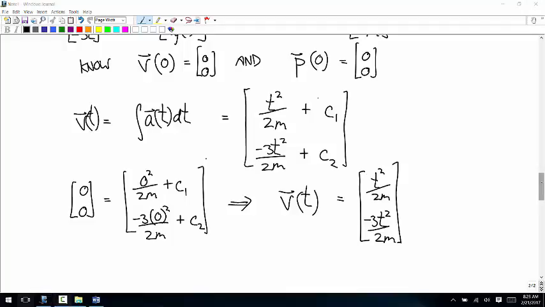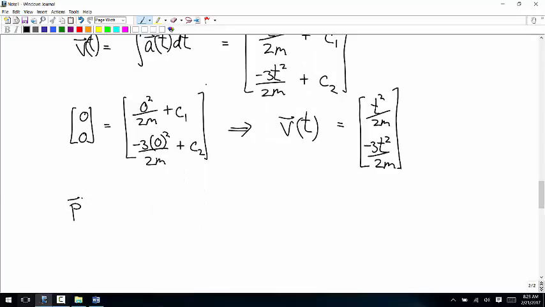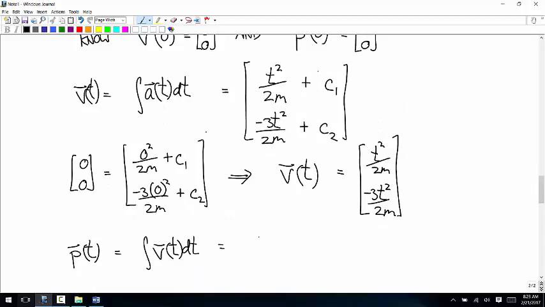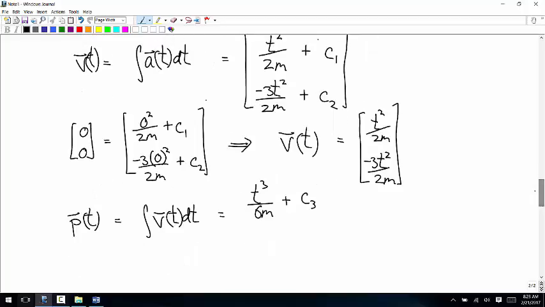And we just do that one more time to get the position. The position vector as a function of time is the integral of the velocity vector as a function of time with respect to time. And so we get t cubed over 6m plus c3, and then negative t cubed over 2m plus c4.